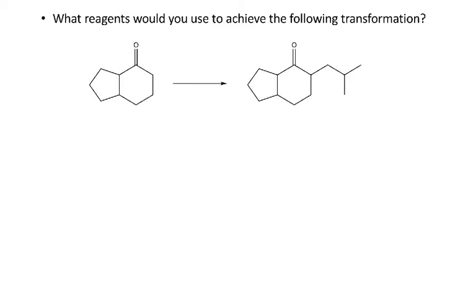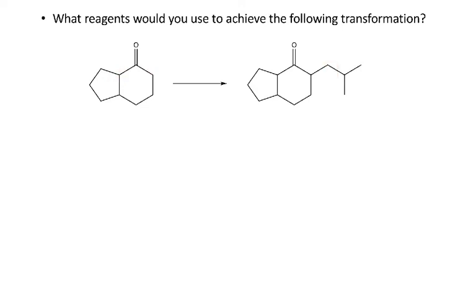All right, one last example. We want to know what reagents we would use to achieve the following transformation. So I can see that I have alkylated the alpha position of this ketone. The ketone is unsymmetrical. This alpha carbon is less substituted. This alpha carbon is more substituted. And obviously, I alkylated the less substituted carbon.